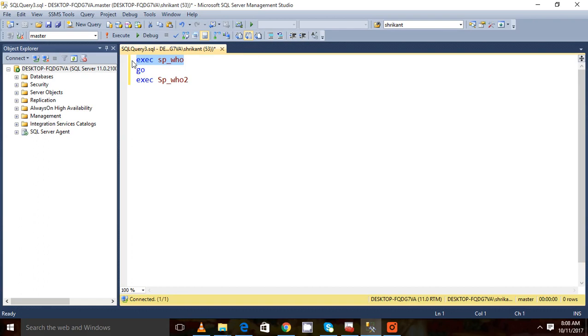Basically this will tell you how many users are connected to your SQL Server and what sessions they have, from which application they are connected, how many CPU resources they have taken, whether they are in the blocking state, or have blocked someone. So this kind of information you can see. Just let me run it.